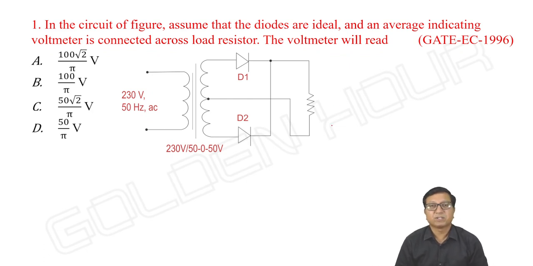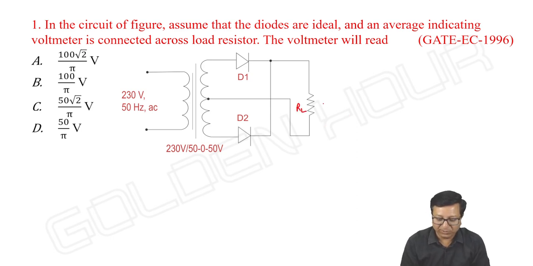So far, we have gone through the working of the center-tapped full-wave rectifier. Let us have a look at some questions asked in the previous GATE exams along with some expected questions from this particular topic. The first question. In the circuit of the figure, assume that the diodes are ideal and an average indicating voltmeter is connected across the load resistor. The voltmeter will read.